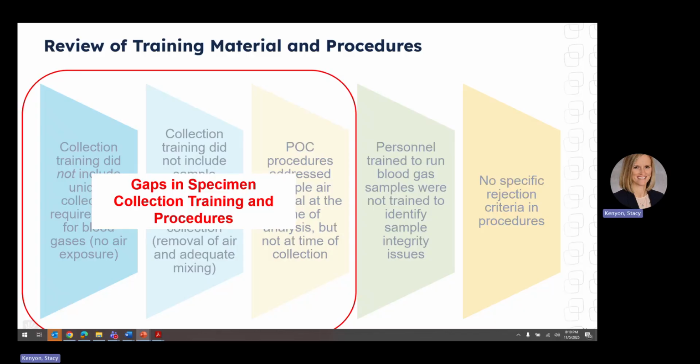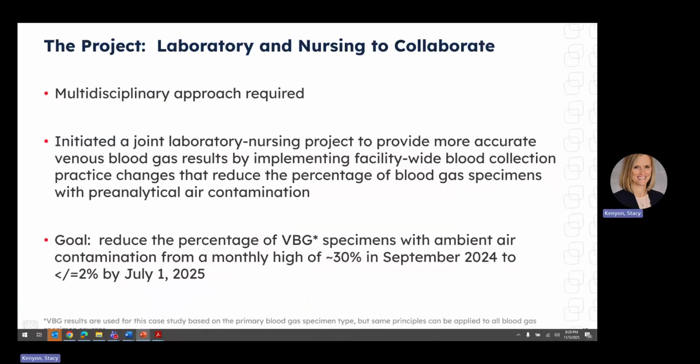Not that we were not going to identify the other issues and try to rectify them, but the specimen collection pieces were clearly lacking and offered a lot of opportunity for improvement. And as mentioned previously, most of our specimens are collected by nurses. So to address this issue, it really requires a collaboration between laboratory and nursing, and it requires this multidisciplinary approach.